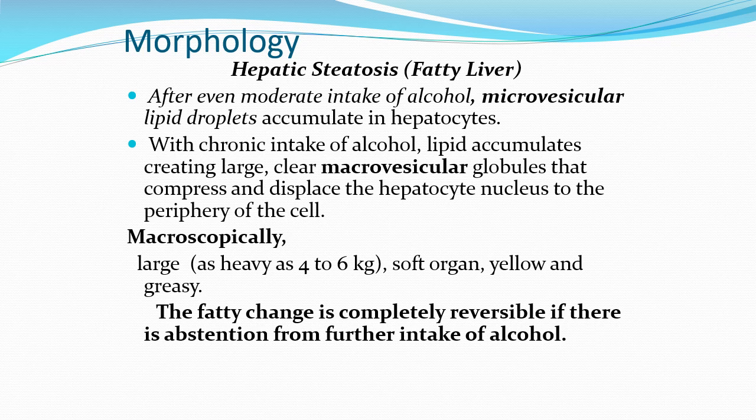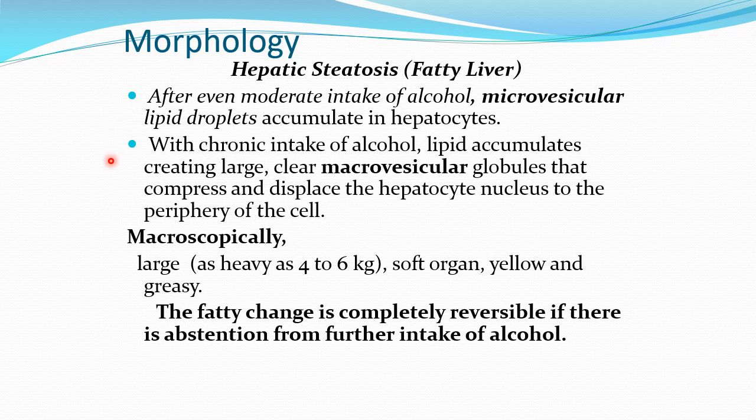First, I told you that initially there is a development of the fatty liver, hepatic steatosis. So hepatic steatosis, after even moderate intake of alcohol, will lead to microvesicle formation. That is, lipid droplets will accumulate in the hepatocytes. It will appear as empty cytoplasmic vesicles that push the nucleus towards the periphery. So lipid droplets will be deposited, giving rise to a microvesicular appearance in the hepatocytes initially.